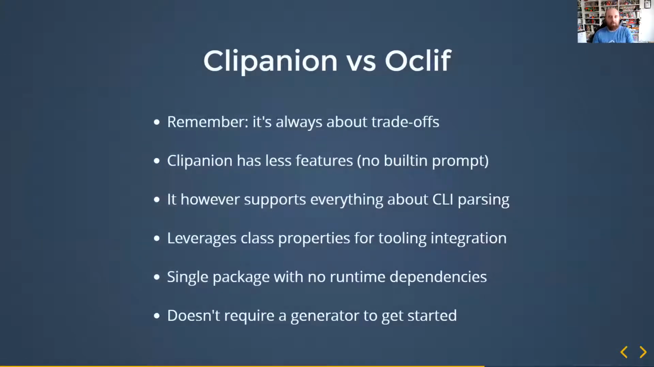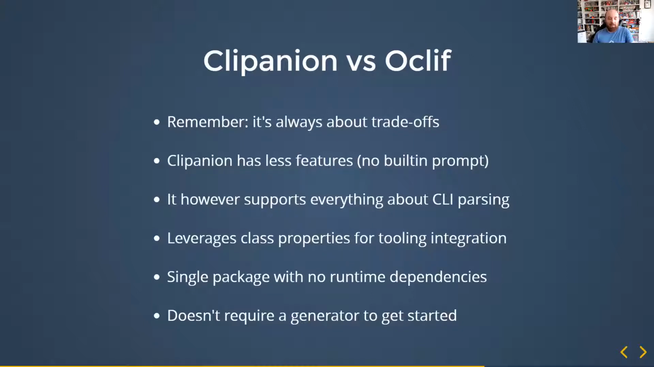Clipanion versus Oclif. So remember, everything is always about trade-offs. Clipanion has fewer features than Oclif. For example, it doesn't support prompts built in, but it does support everything you can ask about CLI parsing, whether it's short option, long option, whether it's proxy option, whether it's array, whether it's commands, multi-segment commands, required commands, everything is supported. It leverages class properties for tooling integration. It means that your code can be more concise and benefits from everything else in your tooling, like ESLint, as I mentioned, but also TypeScript itself.